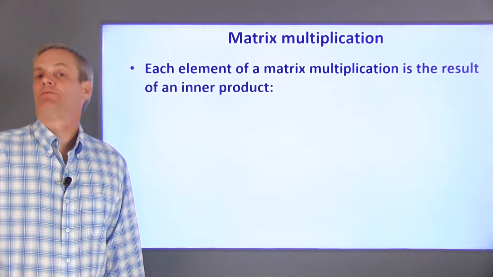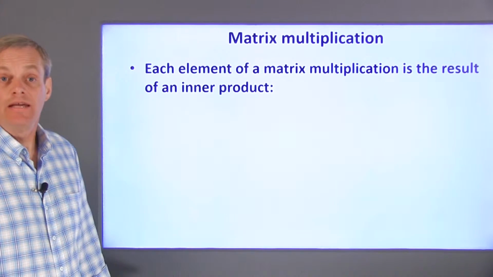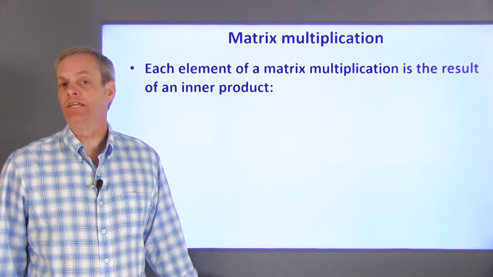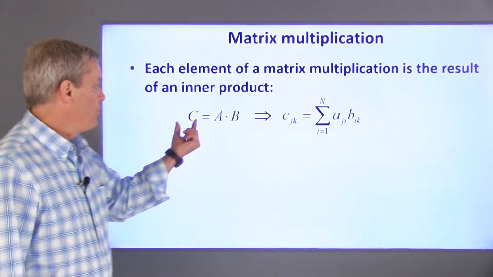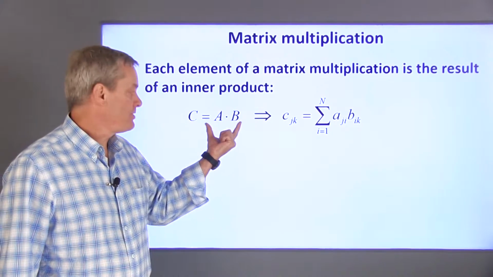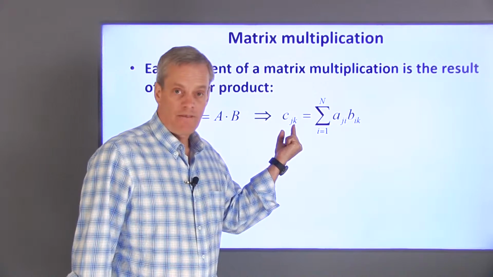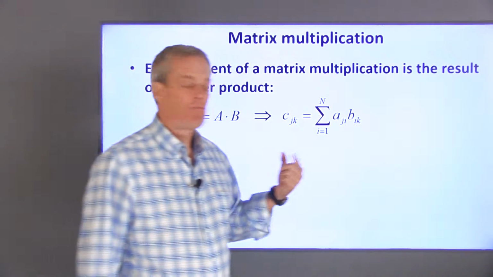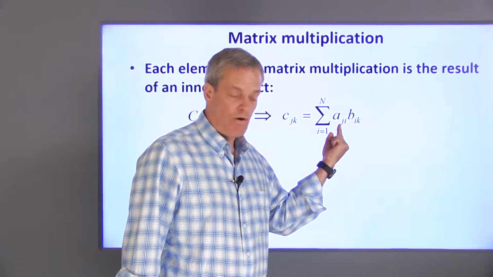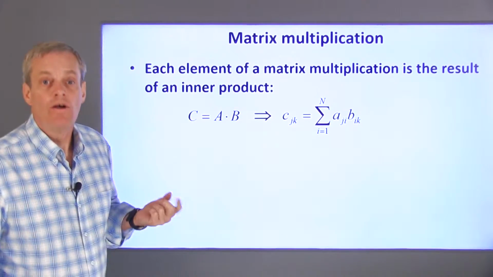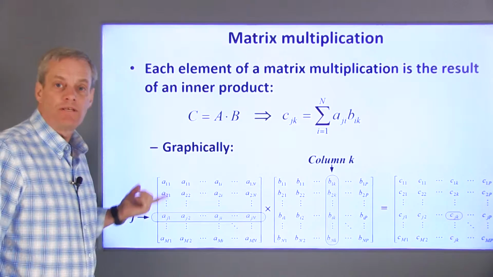Now I'll move on to multiplication of two matrices. In this operation, each element of the resulting matrix is the result of an inner product. So if C is the product of the matrices A and B, the element at the jth row and kth column in C is the inner product between the jth row of the matrix A and the kth column of the matrix B. Graphically, the process looks something like this.